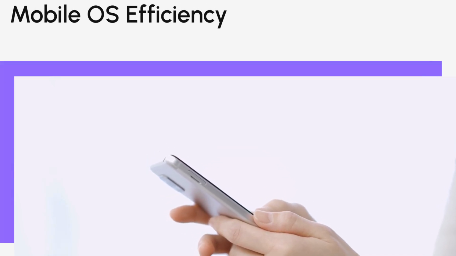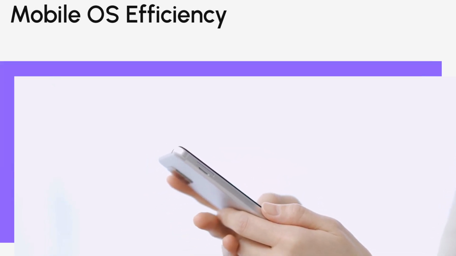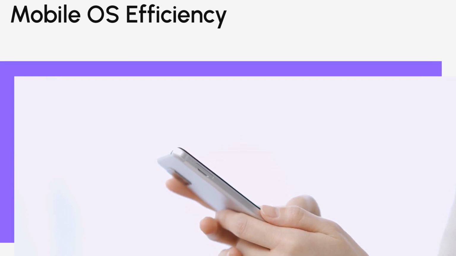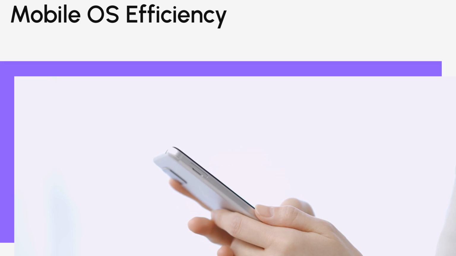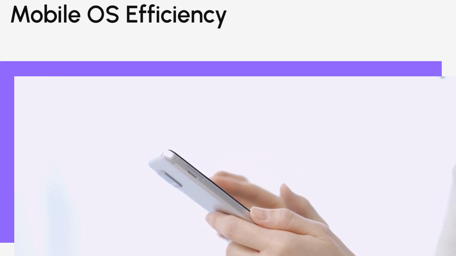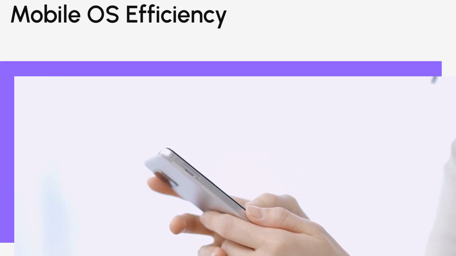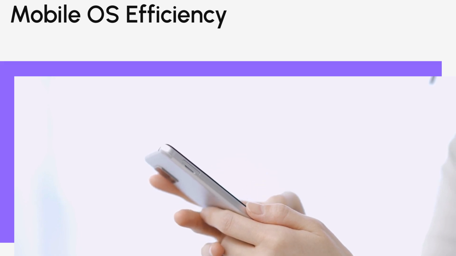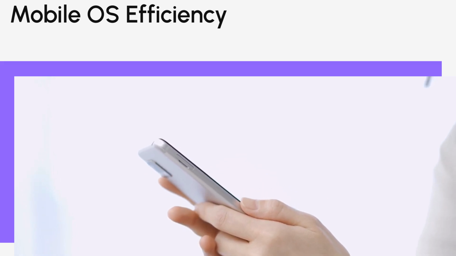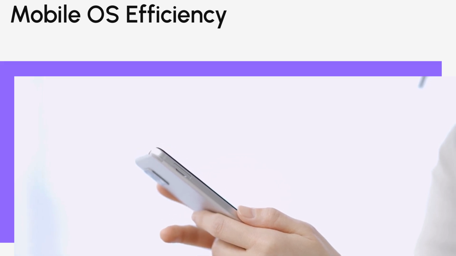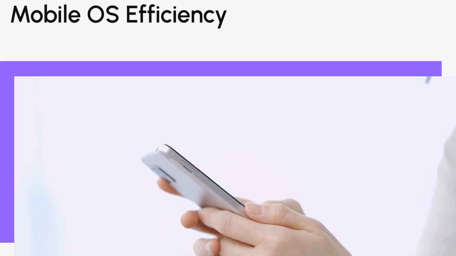Mobile OS is optimized for smartphones and tablets, focusing on efficiency. Examples include Android and iOS. Embedded OS runs on devices like ATMs and smart appliances. It is optimized for specific tasks with minimal resource use. Both types are crucial for their respective platforms.